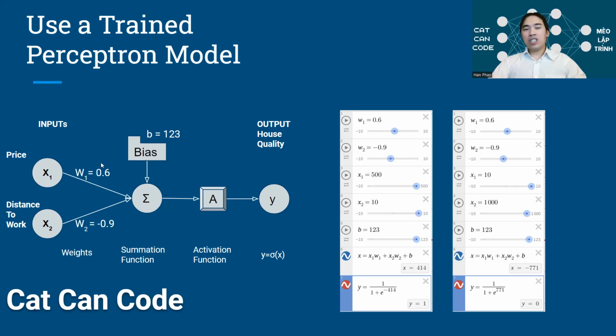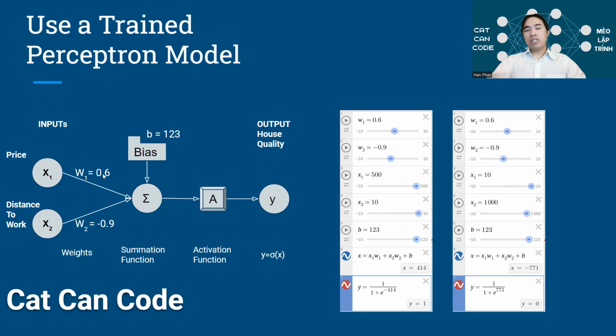Even though this is just a toy example, the way I choose the parameters for W1 and W2 has some meaning to it. For example, in this case, W2 has a negative value and it's quite close to minus 1. It means the distance to work is very important, and the larger the distance to work, the lower the house quality would be. As you can see here, that's why I put a negative here.